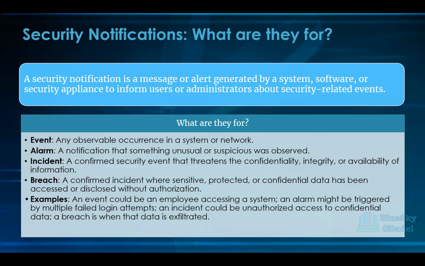The notifications could be for an event, and an event could be an employee accessing a system. It's any observable occurrence in a system or network. That's an event. You can get a notification, an alarm, that something unusual or suspicious was observed. Now, you could get a notification for an incident, and that is a confirmed security event that threatens the confidentiality, integrity, or availability of information. And you could get a notification for a breach, a confirmed incident where sensitive, protected, or confidential data has been accessed or disclosed without authorization.